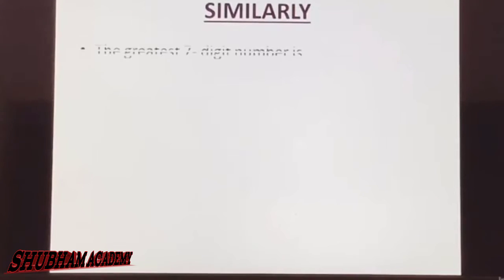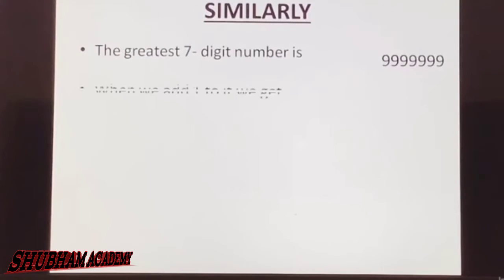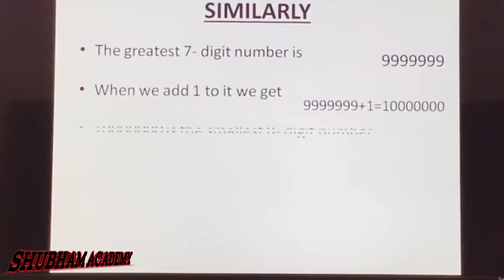Similarly, the greatest 7-digit number is 7 nines. And when we add 1 to it, we will get 1 followed by 7 zeros. This is an 8-digit number and the smallest 8-digit number.